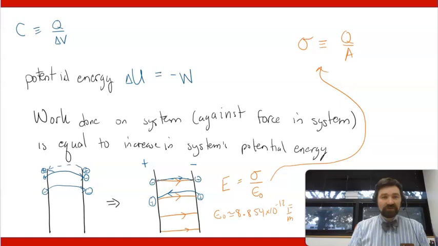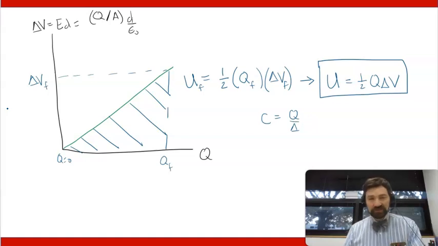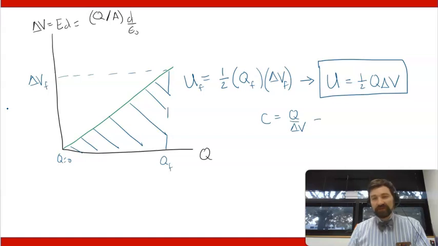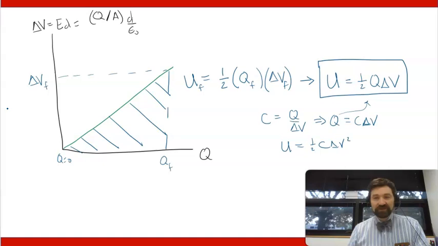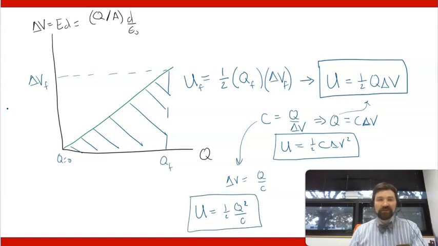Now, going back to our original C is Q over delta V, we can substitute. We can either substitute into our equation by saying therefore Q is C delta V, and substitute this in for Q. Now you have U is equal to 1/2 C delta V squared. And similarly, we could rearrange this equation to say that delta V is Q over C, and substitute in for the delta V, and that means that U is 1/2 of Q squared over C. So this is how much energy is actually being stored by your capacitor.